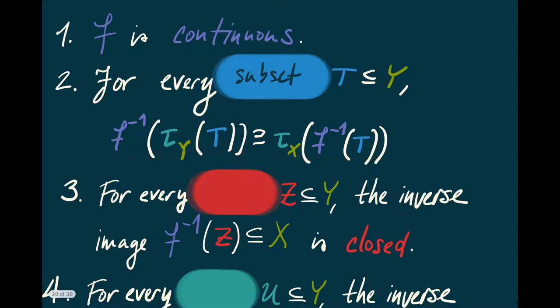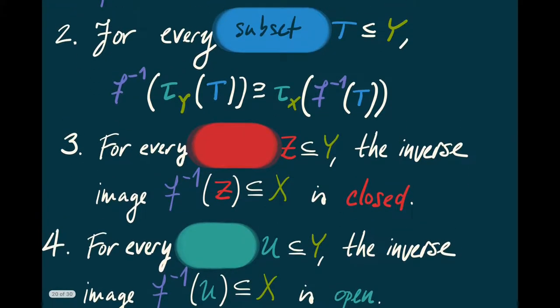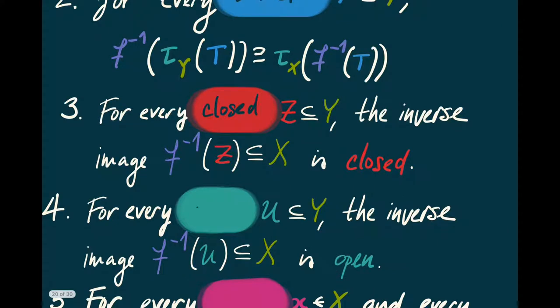That, in turn, is equivalent to the following characterization. For every closed subset Z of Y, its inverse image is closed. Now, by taking complements, we have the following equivalent characterization, which is that for every open subset of Y, its inverse image in X is open.